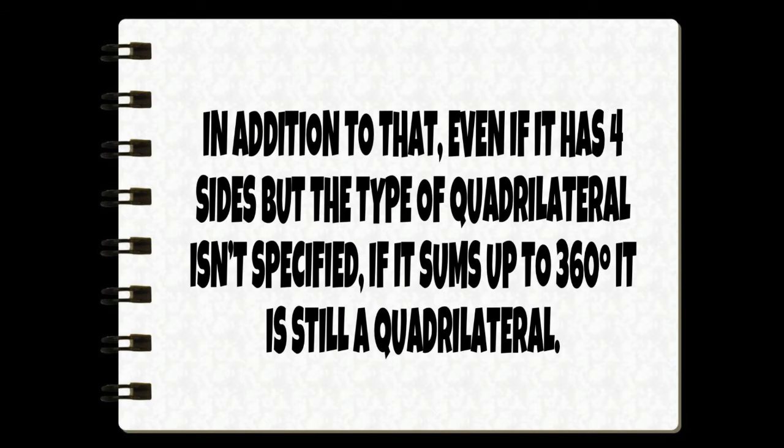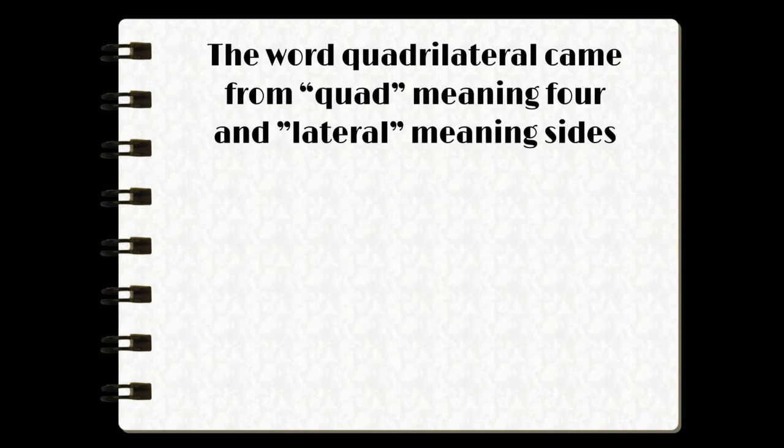In addition to that, even if it has 4 sides but the type of quadrilateral isn't specified, if it sums up to 360 degrees, it is still a quadrilateral. The word quadrilateral came from quad, meaning 4, and lateral, meaning sides.